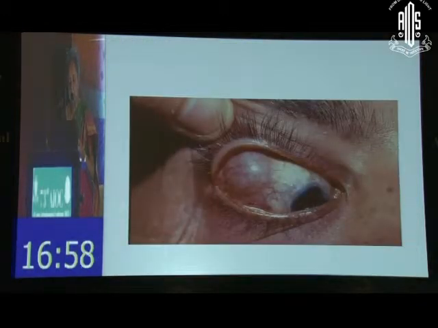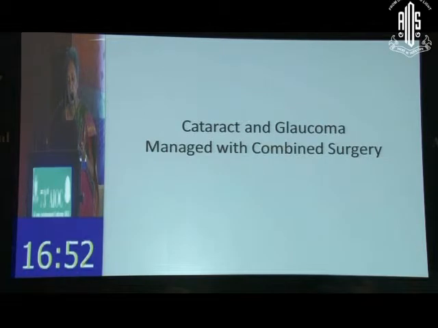And this is how the postoperative picture looks. You can see a good bleb with the tube in the subconjunctival space, well covered.